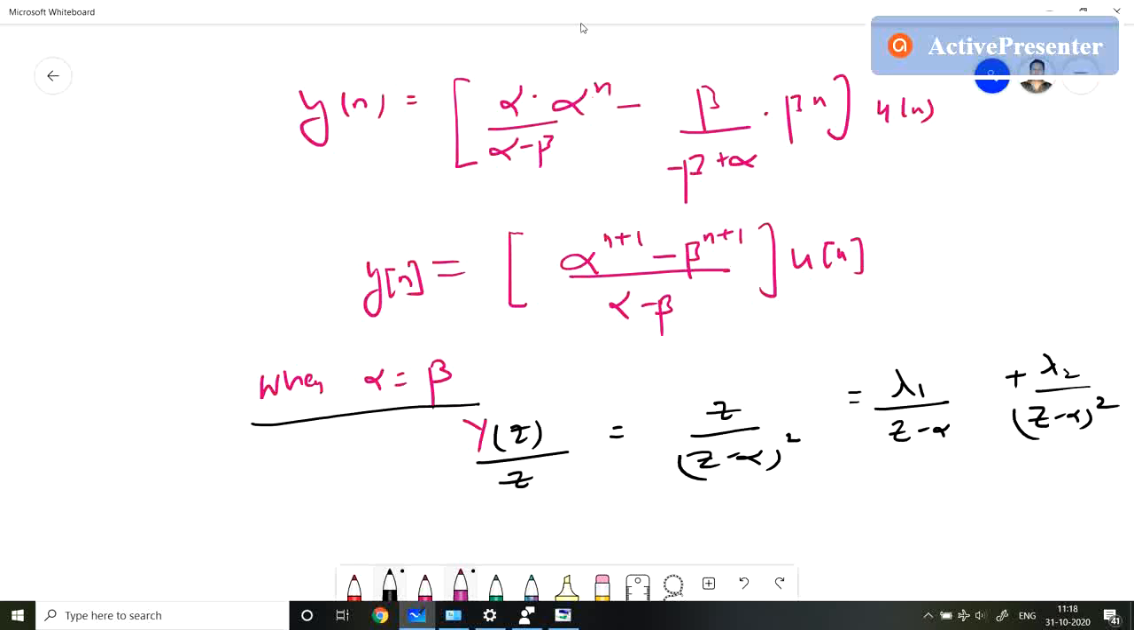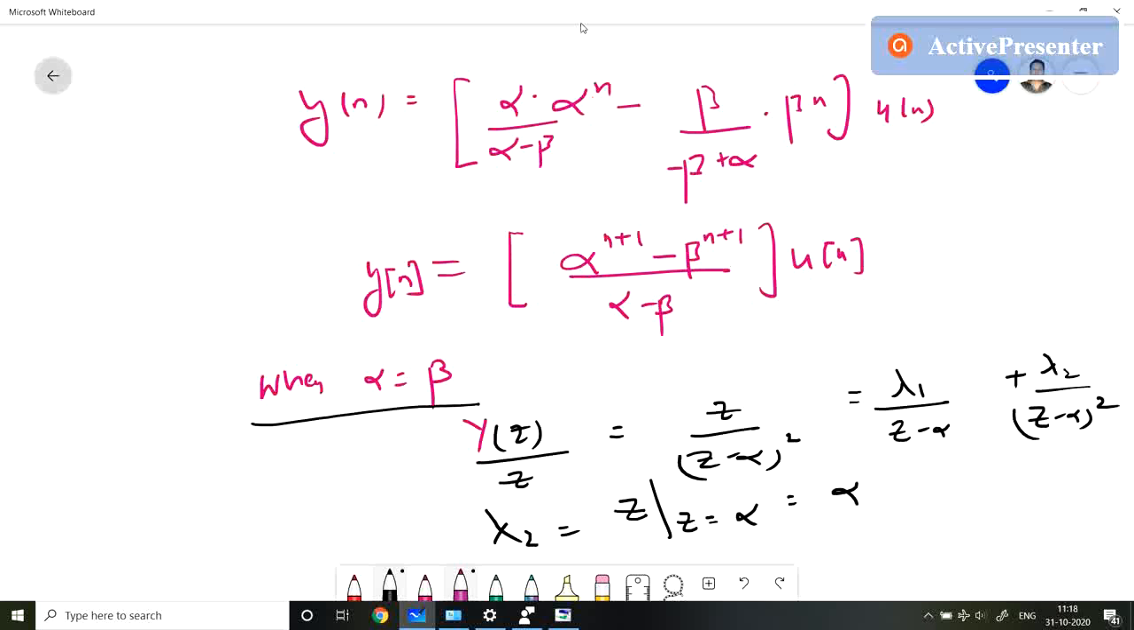So what are lambda 1 and lambda 2? We can find out the values of lambda 1 and lambda 2. It is better to find the value of lambda 2 first, and lambda 1 we will find by doing some mathematical manipulation. Lambda 2 is simply z at z equal to alpha, so it is alpha. We have applied the definition of partial fraction. If you have any problem, you can go to previous lectures.